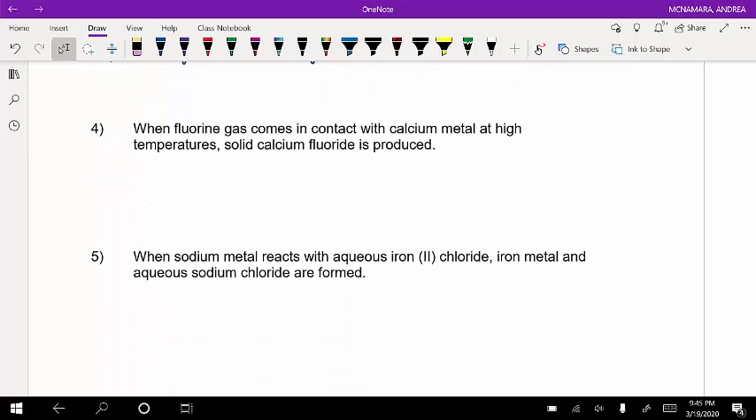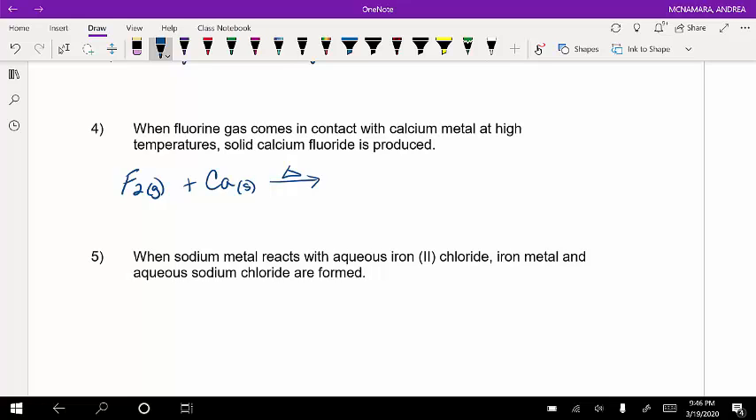When fluorine gas comes in contact with calcium metal at high temperatures, solid calcium fluoride is produced. Fluorine gas, have no fear of fluorine, so F2, right? F2 gas comes as a diatomic molecule. It comes in contact with calcium metal, so calcium in solid form, and it requires high temperatures, heat. Solid calcium fluoride is produced.